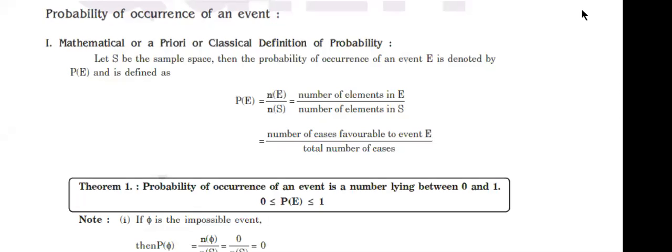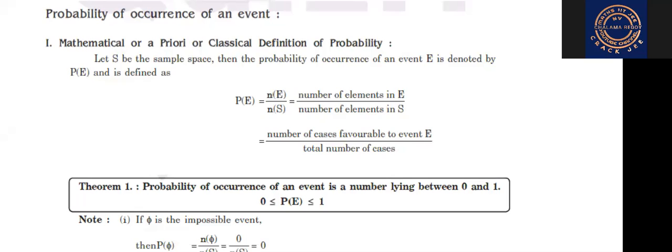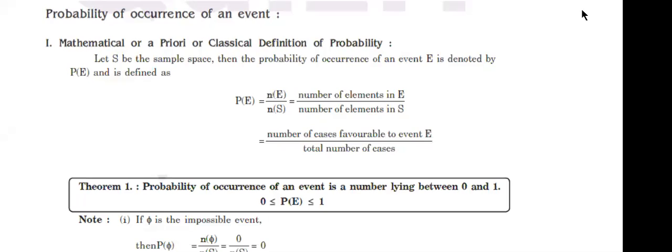Probability of occurrence of an event. The classical definition of probability and the mathematical definition of probability are the same. Let S be the sample space, then the probability of occurrence of an event is denoted by P of E. Then P of E is equal to N of E by N of S. What is N of E? Number of cases favorable to an event E. N of S means total number of cases. So finally, P of E means the number of cases favorable to event E divided by the total number of cases.